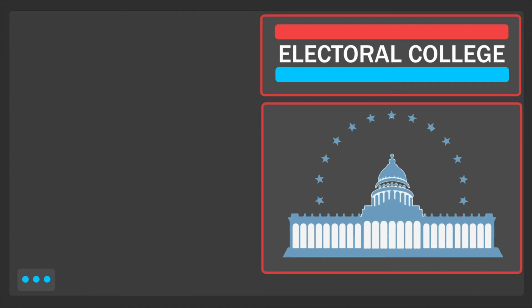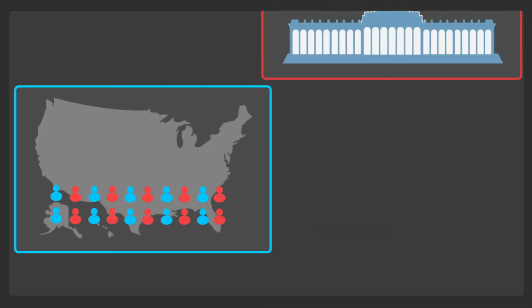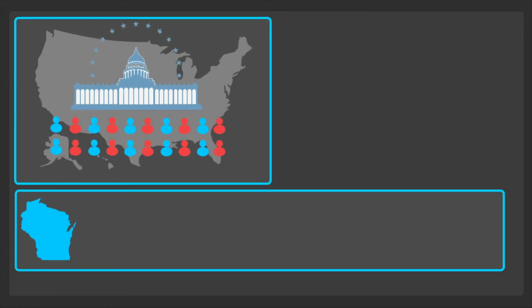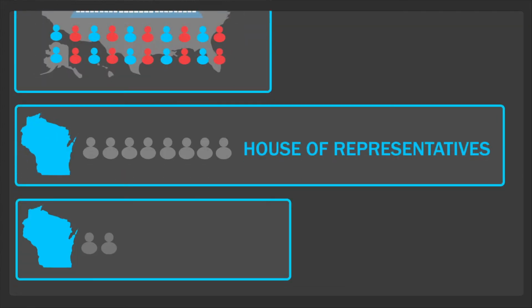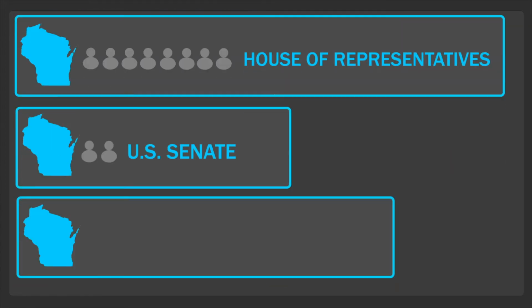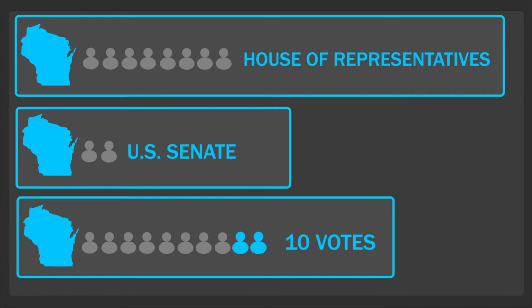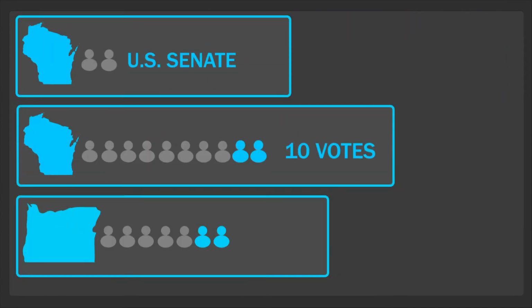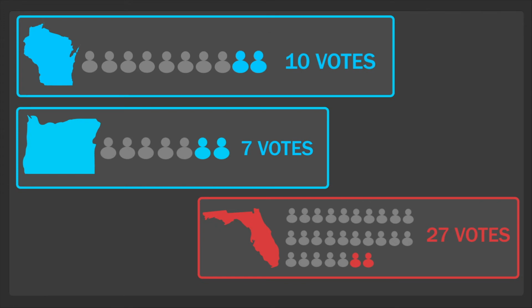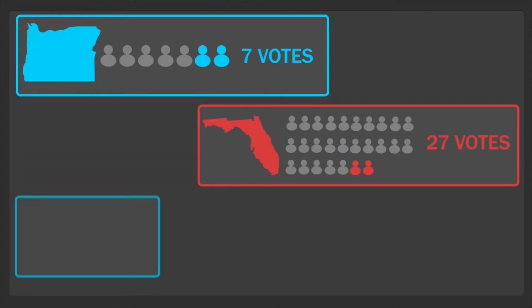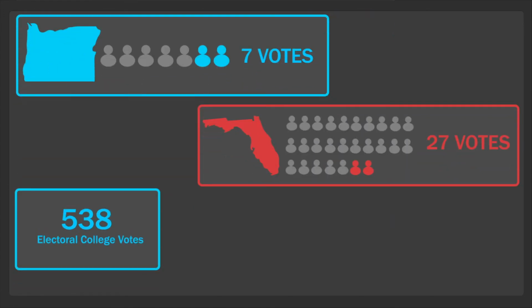Here's how it works. Every state gets a particular number of Electoral College votes, one for every member of Congress from that state. Wisconsin, for example, has 8 members of the House of Representatives, plus 2 members in the U.S. Senate, good for 10 Electoral College votes. Oregon has 7 Electoral College votes. Florida has 27, and so on. Add them all together, and you get 538 Electoral College votes in total.